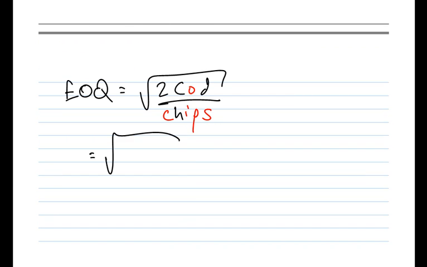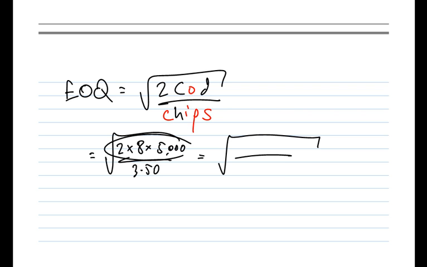So square root of 2 times C. C is the cost of ordering, the £8, times D, the annual demand for the raw material, so 5,000, over H, the holding cost of holding 1 unit for 1 year, which we're given as £3.50. Now, I would just suggest you're a little bit slow and careful with how you do the calculation. So, in fact, I'm going to start by just working out what's at the top of the equation. So 2 times 8 times 5,000, that comes to 80,000 at the top.